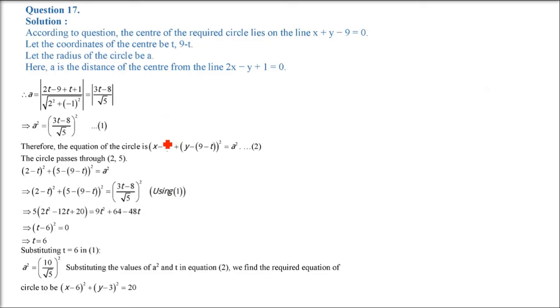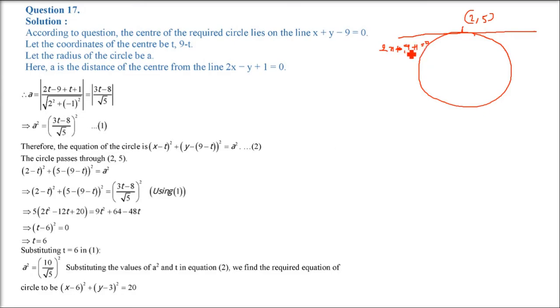Now, if the line 2x minus y plus 1 equals 0 touches the circle at the point (2, 5) and the center of the circle lies on the line x plus y minus 9 equals 0, find the equation of the circle. So there is a circle and there is a line which touches it. I'm just giving you an idea. This line is touching at (2, 5) and the line equation is given: 2x minus y plus 1 equals 0.